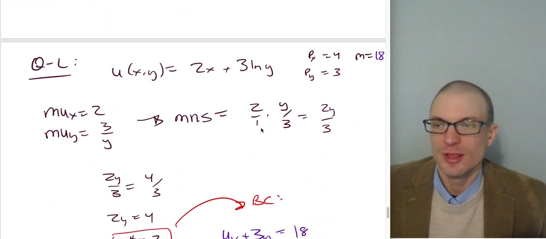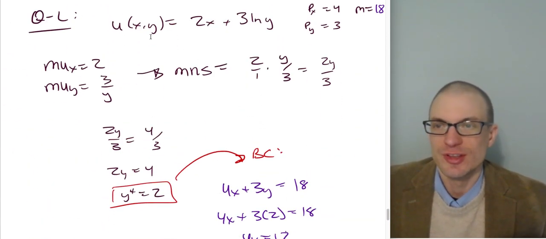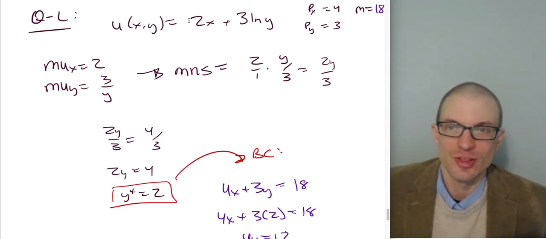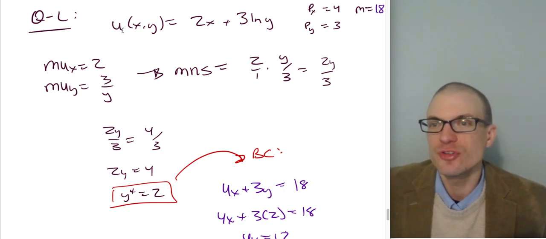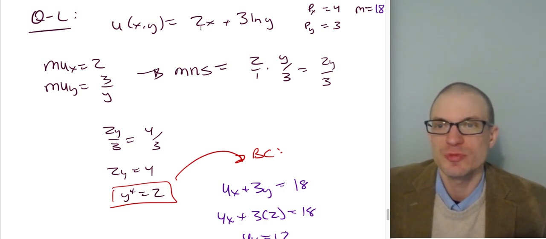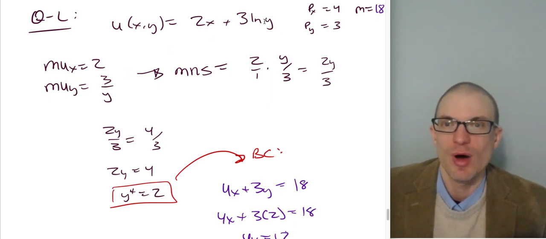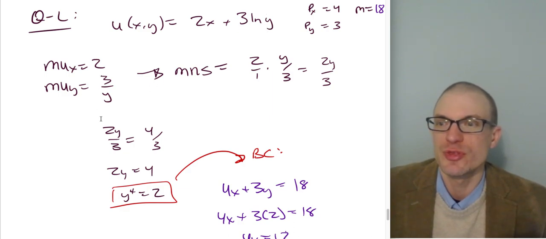All right. Suppose we have quasi-linear utilities, so this is going to be utilities coming from good X and good Y is going to be 2X, this is the linear portion, plus 3 natural log of Y. Suppose the price of good X is 4, price of good Y is 3, my income available is 18. My marginal utility of X, that's just the partial with respect to X, that's 2. My marginal utility of Y, that's the partial with respect to good Y. Well, the derivative of the natural log of Y is 1 over Y, so it'll be 3 over Y.